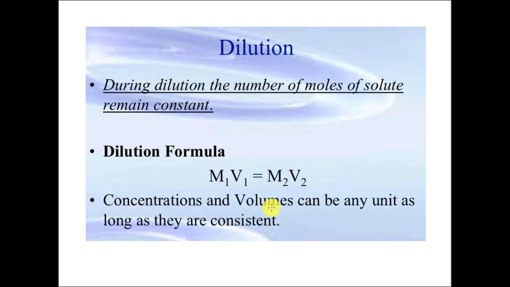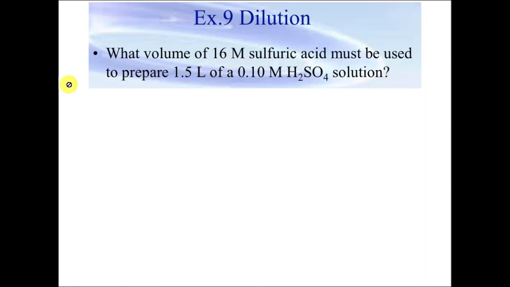Now, concentrations and volume can be in any unit as long as they are consistent. So you could have milliliters, you can have liters, and typically if you multiply volumes times the molarity, you want to have your volume in liters, because otherwise they won't cancel. But because you might have volumes in here, it'll be okay. And I'll show you in some problems that we do in class what that last part means. All right, so let's take a look at an example.